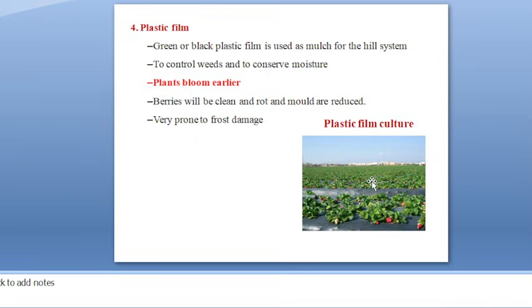So in this way we can produce good quality strawberries also. So these are some four different planting methods or training methods.